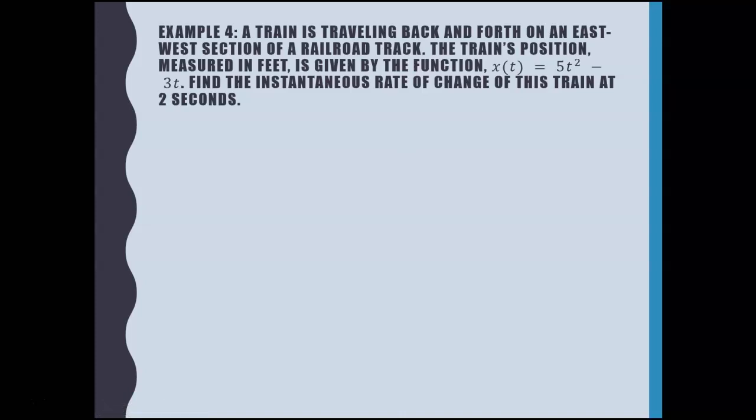So I know how much we adore word problems. A train is traveling back and forth on an east-west section of a railroad track. The train's position is measured in feet, given by the function x of t equals 5t squared minus 3t. Find the instantaneous rate of change of this train at 2 seconds.